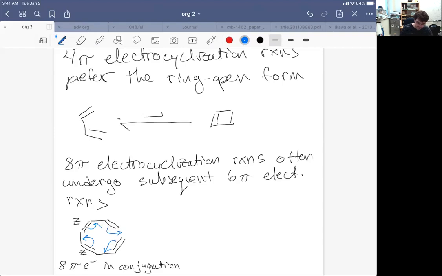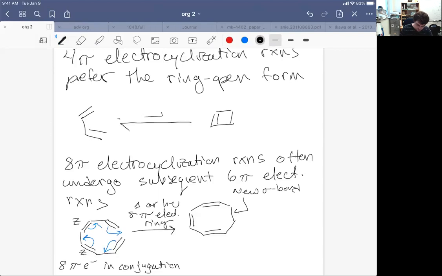And then what I'm going to have is a system, and this is with heat or light. I'm going to have a system now that is an octagon that's closed. And I'm going to have double bonds here, here, and here, resulting from the curly arrows with a new sigma bond. So this is heat or light, and this is an 8 pi electrocyclic ring closing reaction.